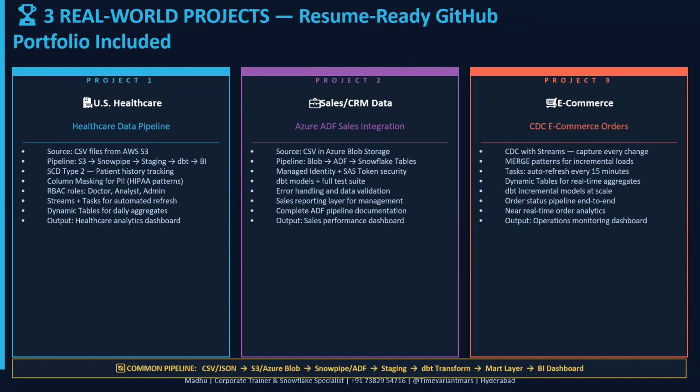And project three is e-commerce orders, near real-time order analytics with streams, tasks, dynamic tables, and DBT incremental models. So you will have these three production-quality projects on your GitHub profile.